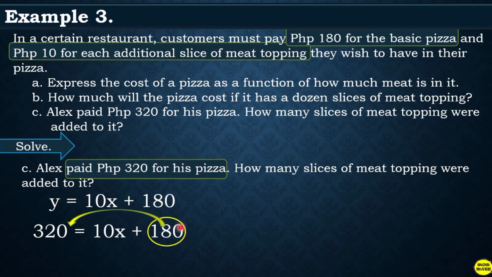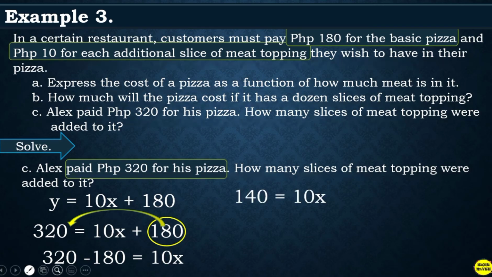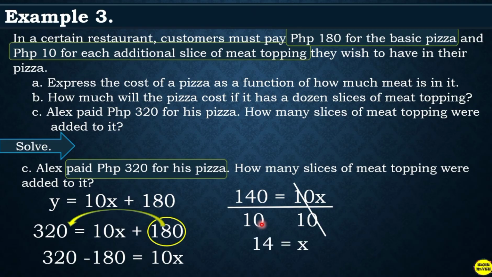Ito, ililipat natin siya sa left kasi pareho silang constant. So, i-combine natin sila. Kapag naglilipat nga tayo sa left side at tumatawid siya sa equal sign, nagbabago tayo ng sign. So, from positive, magiging negative. So, 320 minus 180 is equal to 10x. Okay. So, 320 minus 180, that is 140 is equal to 10x. Copy 10x. Now, for us to get the value of x, yung bilang ng slices, divide natin both sides by 10. So, we can now cancel 10. We now have 140 divided by 10, that is 14. Ayusin natin, that is x is equal to 14.